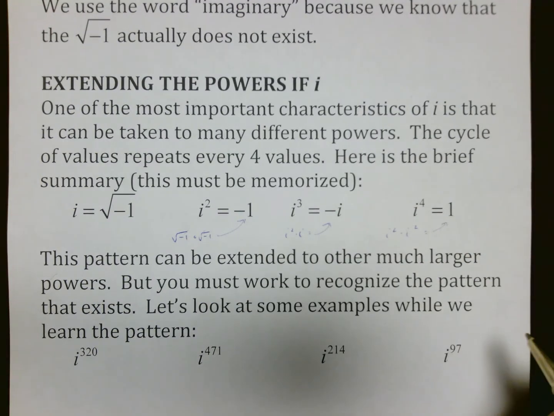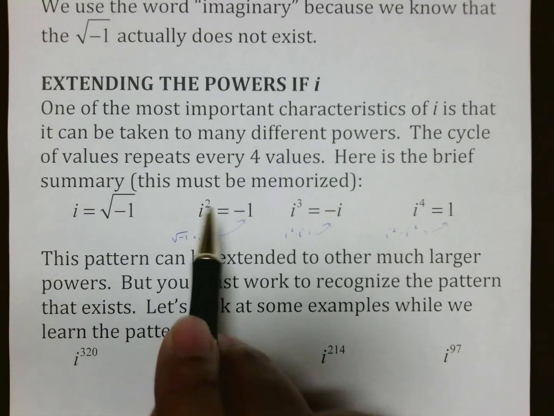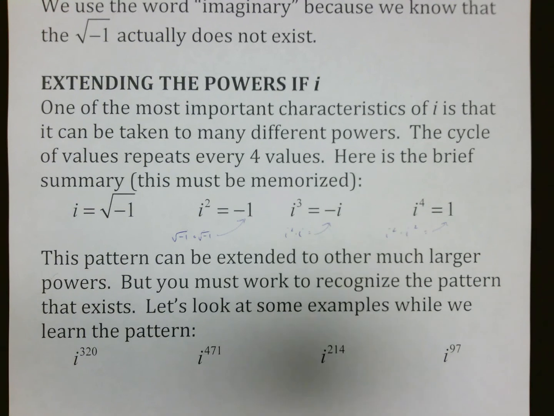So this pattern can be extended to much larger powers. You just have to recognize the pattern. It's a very simple pattern. This again is i to the first, i to the second, i to the third, and i to the fourth. The pattern exists because anytime you have something that repeats a certain number of times, you can actually use division to determine what's going on.